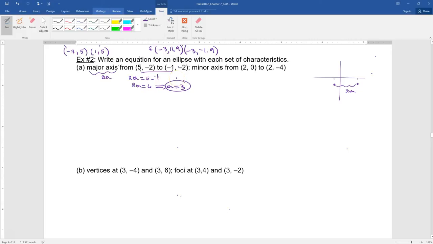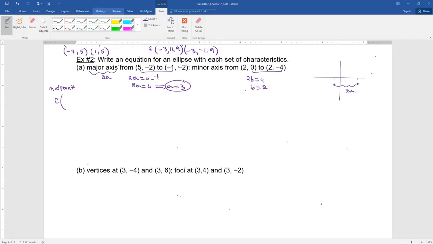Okay? And now the minor axis, that's 2b. It goes from 0 to negative 4. That's a distance of 4. So 2b is equal to 4, and b is equal to 2. From that, can we figure out c? Do we even need c for the equation? I don't need c. But I do need h and k. How do I find the center then? It's at the midpoint of either the major axis or the minor axis points.